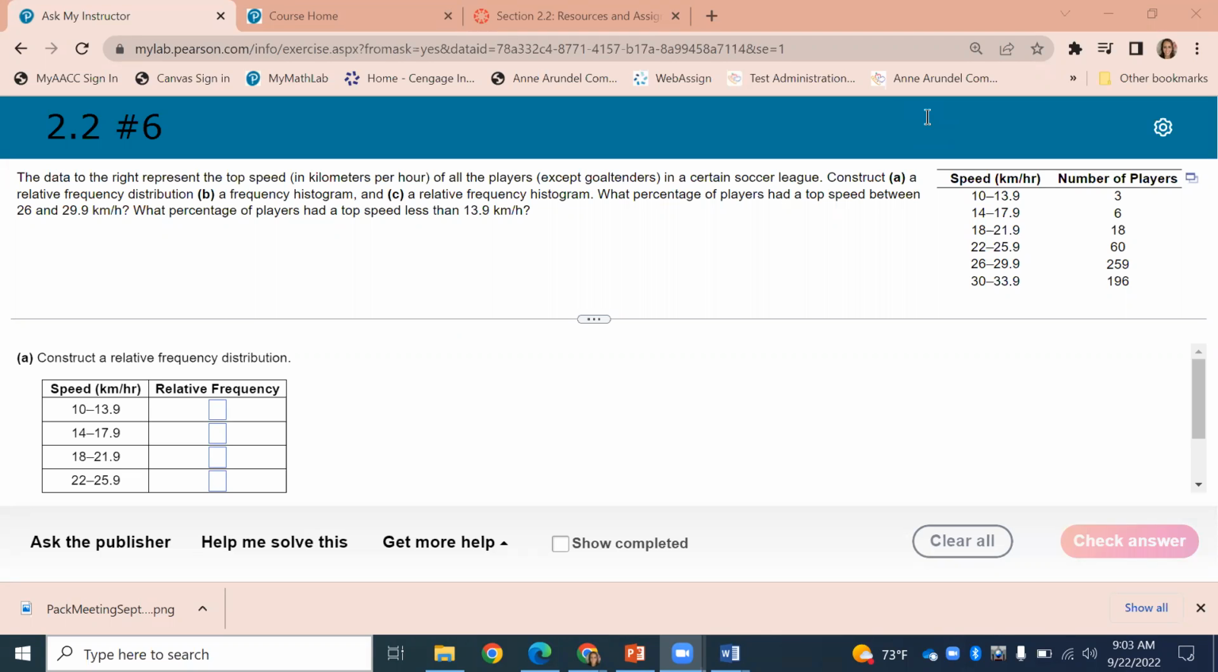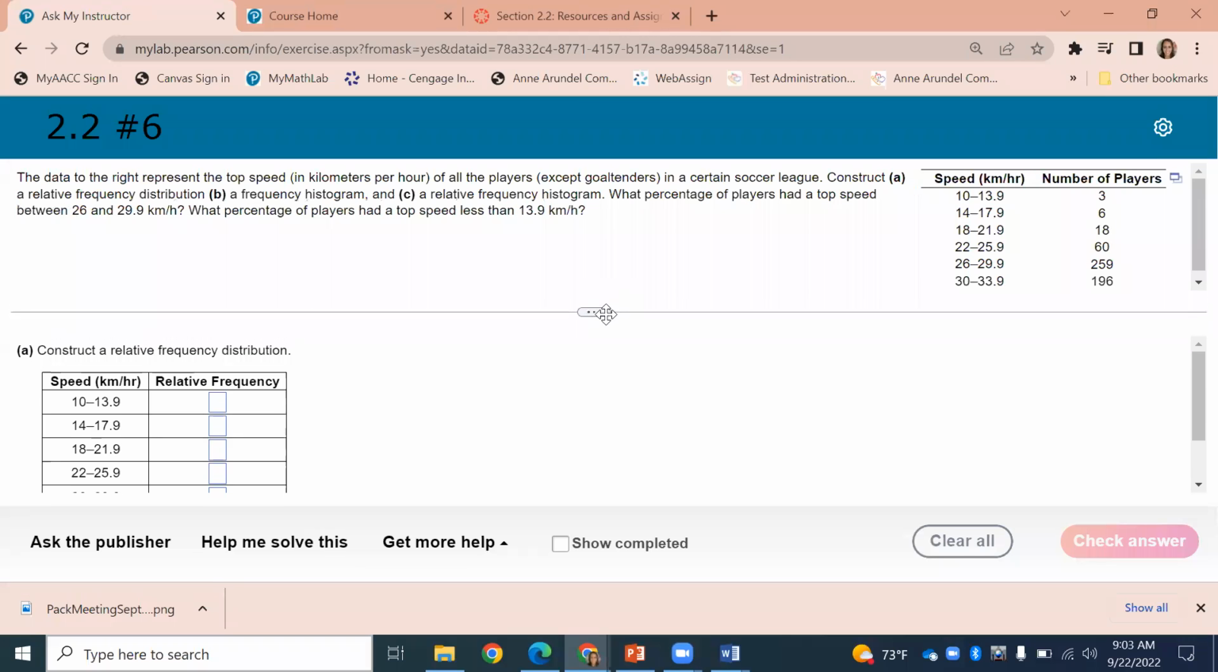So chapter 2 introduces us to all these different types of graphs, right? 2.1 was all qualitative data, so talking about things like eye color or your favorite social media preference, something like a quality, not anything that's measurable or countable. 2.2 then moves us into quantitative data. It could be discrete, it could be continuous, and we are given different options to be able to create graphs for this data.